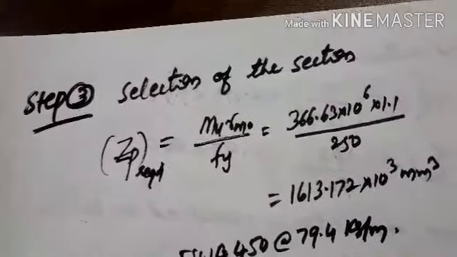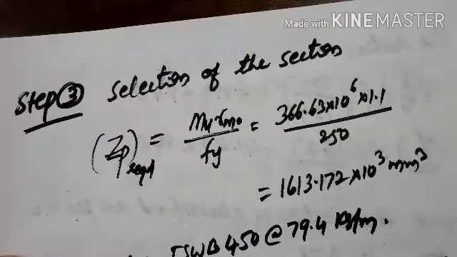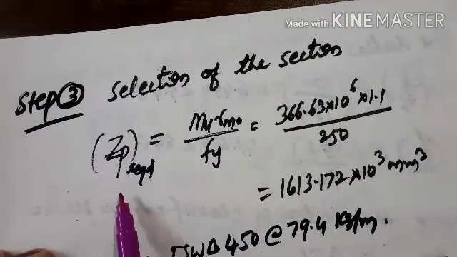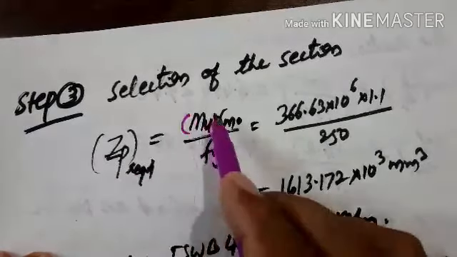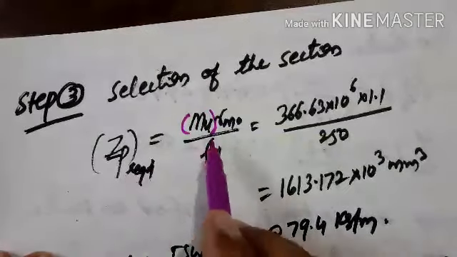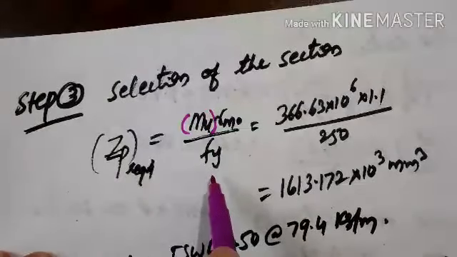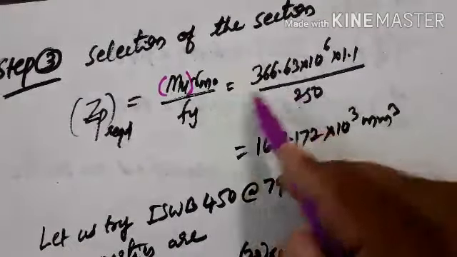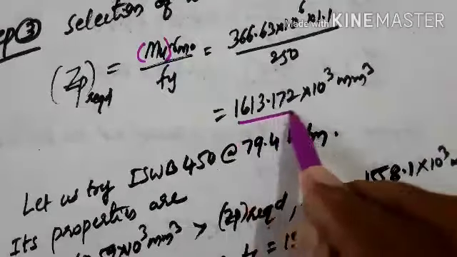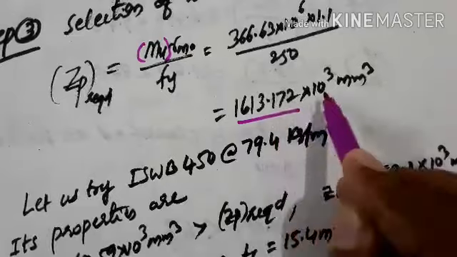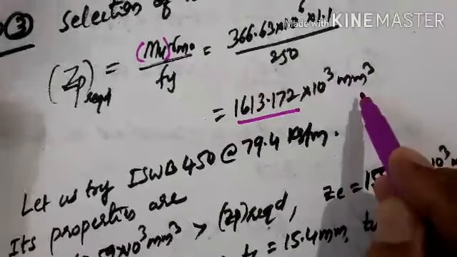Okay. In step number 3, selection of the section. For selecting the section, we need to calculate the plastic section modulus required, that is ZP required, that represents the strength of the section. As we know, MU is already calculated. So ZP required will be MU into gamma MO divided by Fy. Substitute the values obtained. We get ZP required as 1613.172 into 10 to the power 3 millimeter cube.